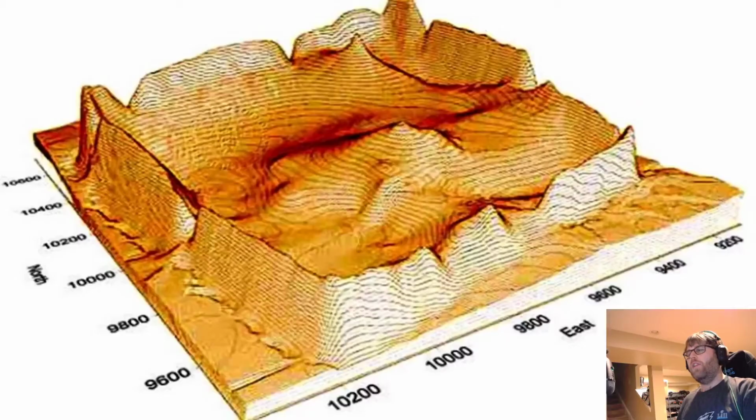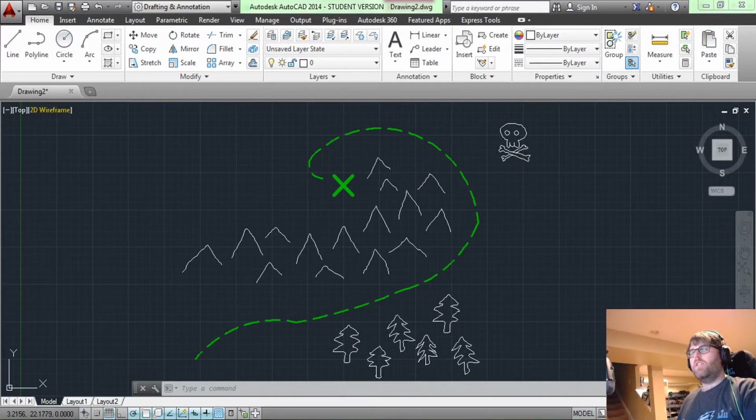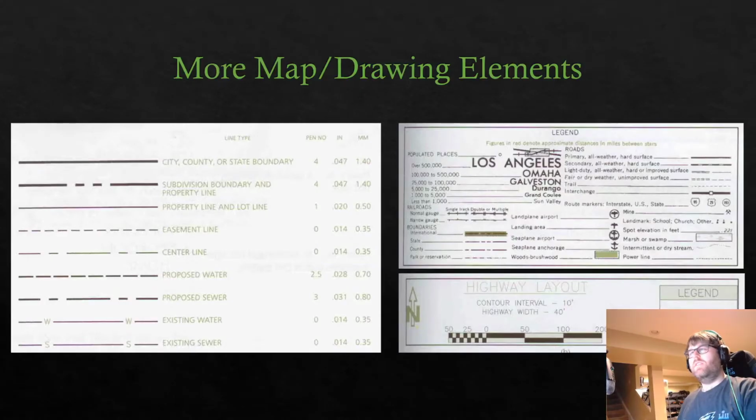And a digital elevation model, which is essentially a 3D representation of a terrain surface. So it's like a 3D contour map. This is a treasure map that I created.